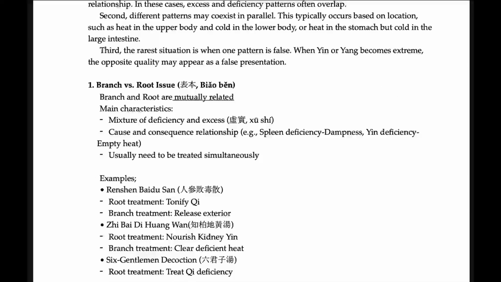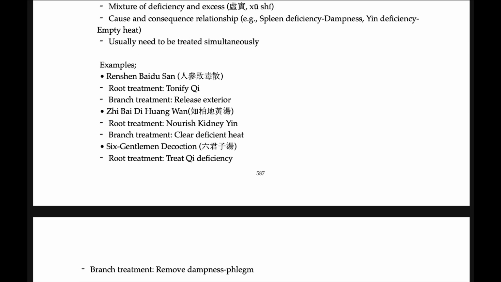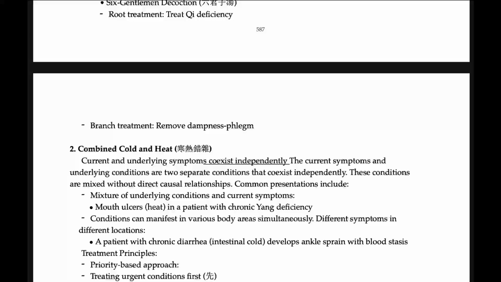1. Branch versus root issue. Branch and root are mutually related. Main characteristics: mixture of deficiency and excess, with a cause and consequence relationship, e.g. spleen deficiency, dampness; yin deficiency, empty heat. Treatment approach: usually need to be treated simultaneously. Branch treatment: remove dampness, phlegm.